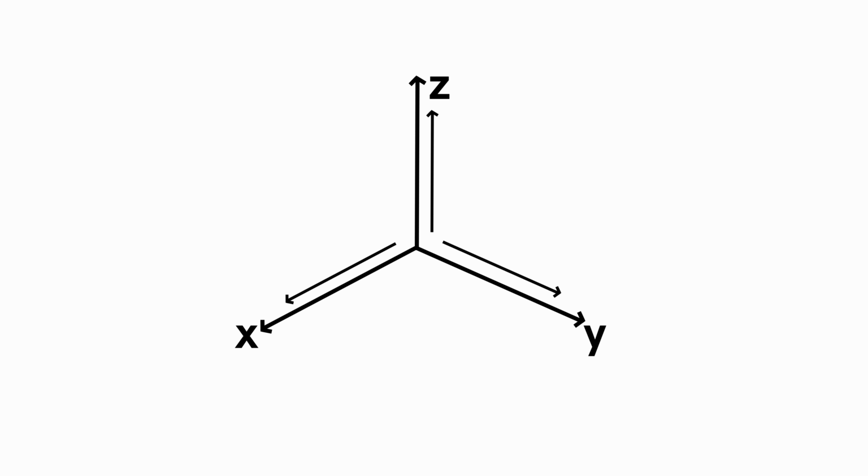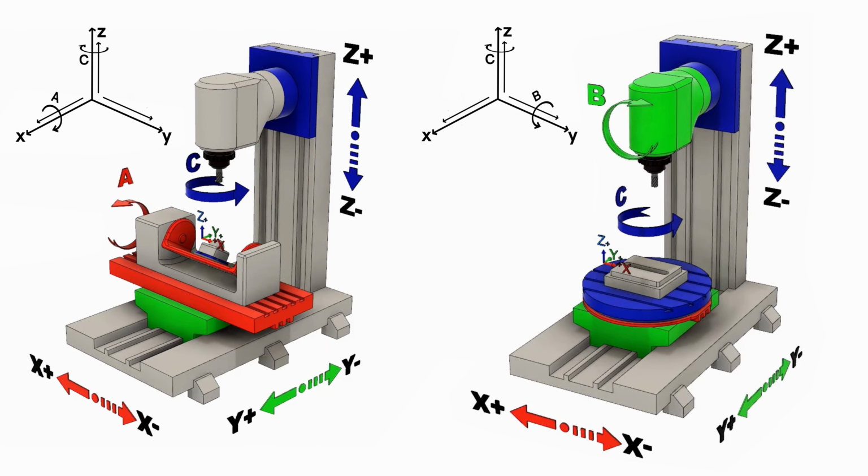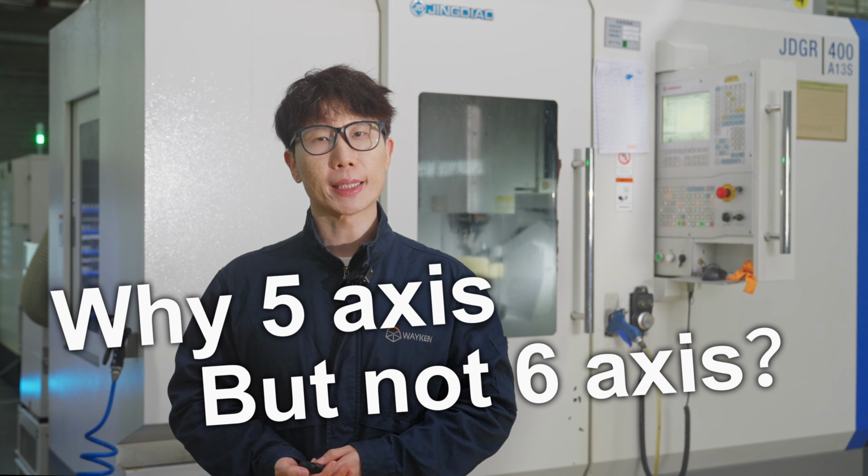Now let's talk about 5-axis machines. Normally, 5-axis machines have 2 more rotation axes than 3-axis machines. A, B, C axes are the rotations around the X, Y, Z linear axes, and we only need to use any 2 of these axes. Why 5-axis but not 6?